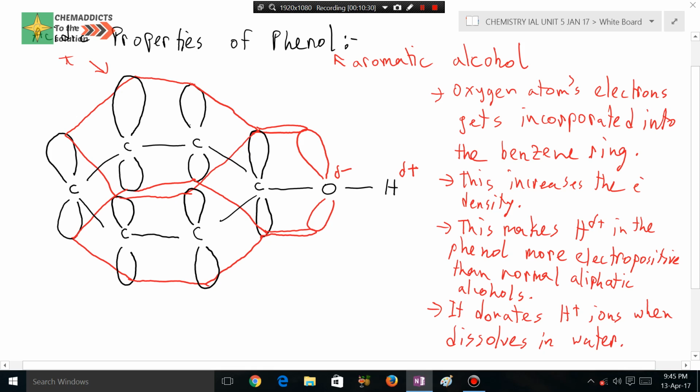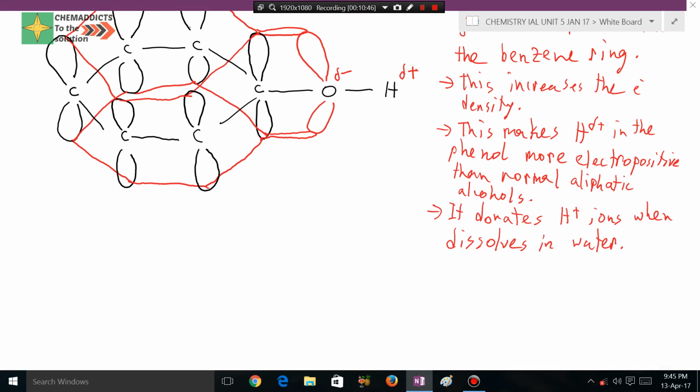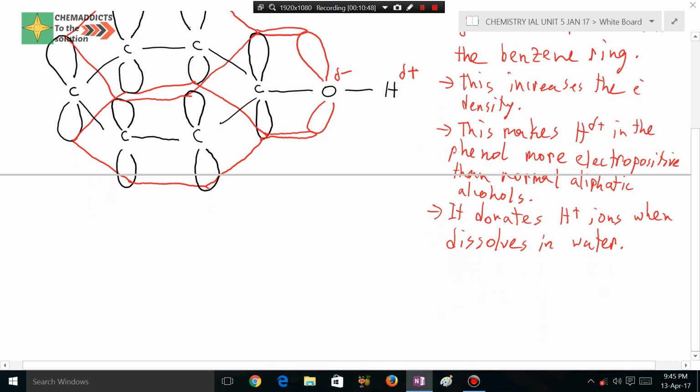So far so good. Now let's see how phenol donates hydrogen ions to water by equation. I need more space. Insert space, okay, now we have space. Now let's see how phenol donates hydrogen ion to water.